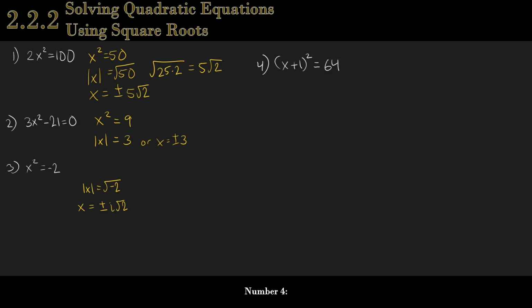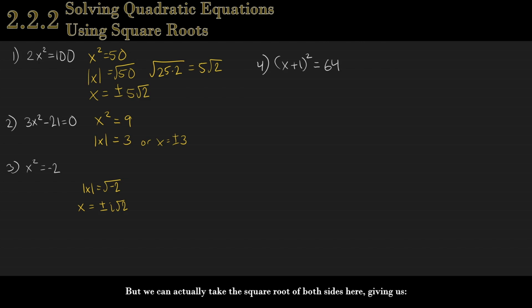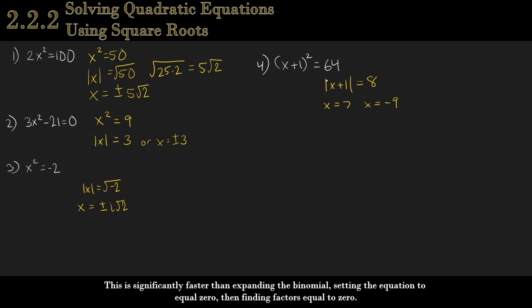Number 4, x plus 1 squared equals 64. In this last example, we might be tempted to expand the binomial and solve it as we've done in the last section. But we can actually take the square root of both sides here, giving us the absolute value of x plus 1 equals 8. Solving for x then gives us x equals 7 and x equals negative 9. This is significantly faster than expanding the binomial, setting the equation equal to 0, then finding factors equal to 0.